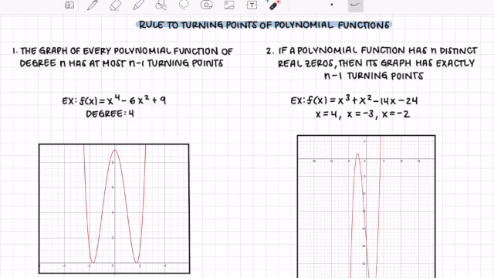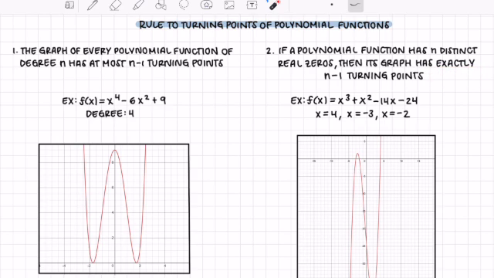Another rule that we have is if a polynomial function has n distinct real zeros, then the graph has exactly n minus 1 turning points. So in this case, it's not at most, but instead we have exactly. We know exactly how many turning points we should have.